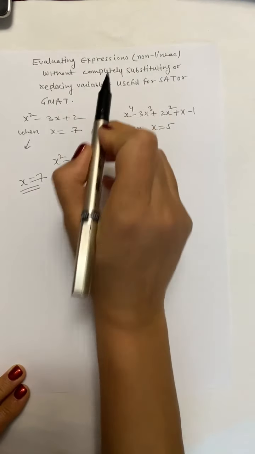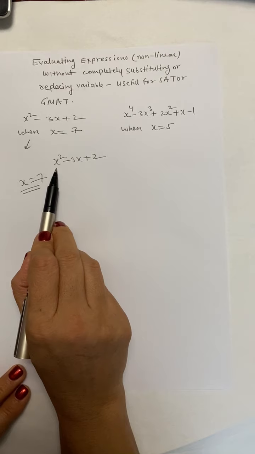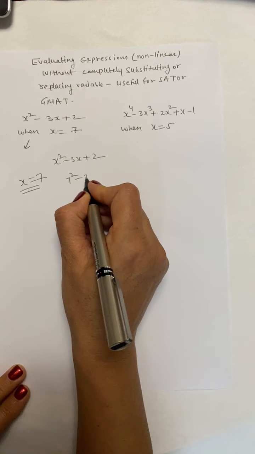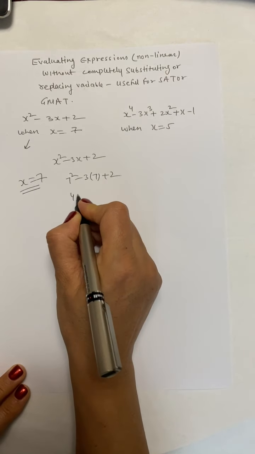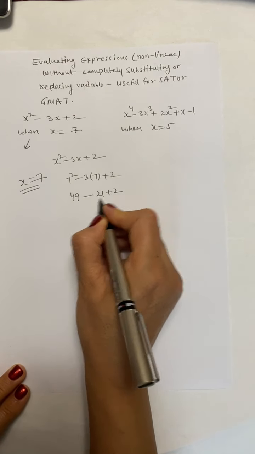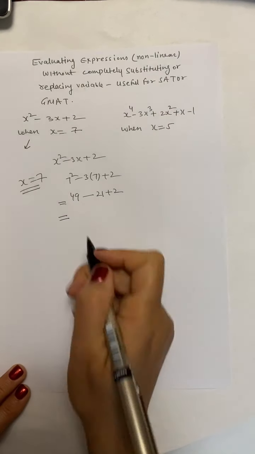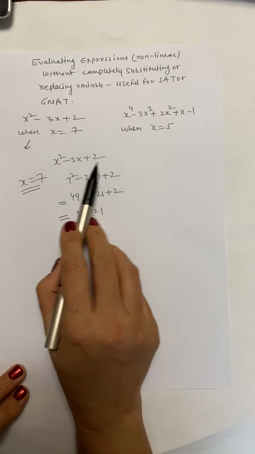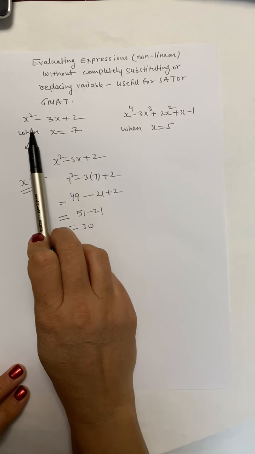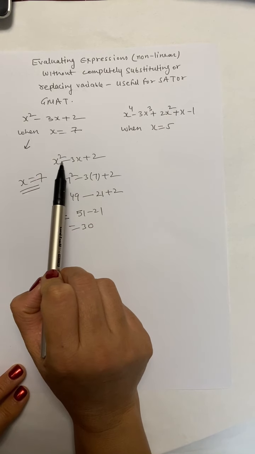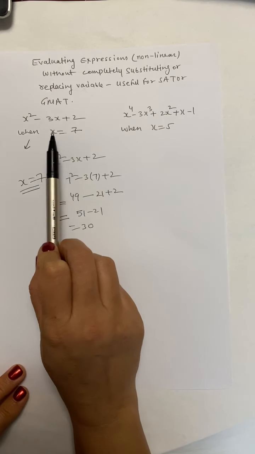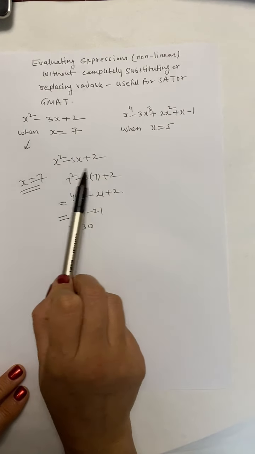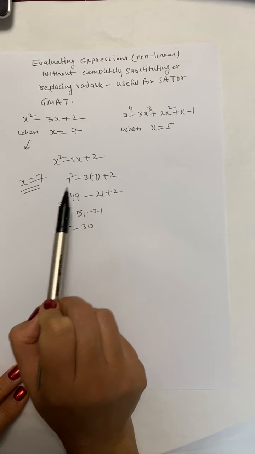And remember, I said we are not going to completely substitute x is equal to 7, because if we do that, we get 49 minus 21 plus 2, which is equal to 51 minus 21, which is 30. That's not that difficult here, but the problem is when you have an expression that is not quadratic, maybe with degree 4, and the number you are evaluating is also large, then you will end up spending so much time.